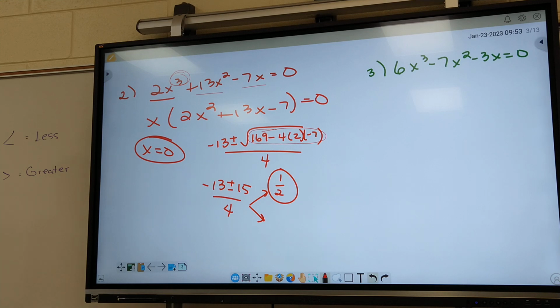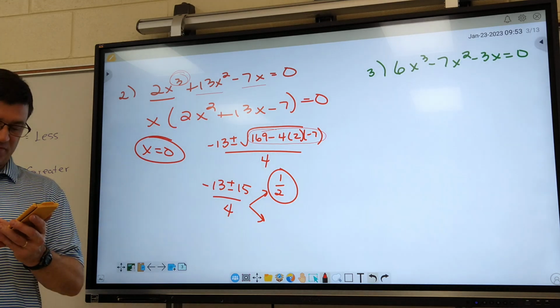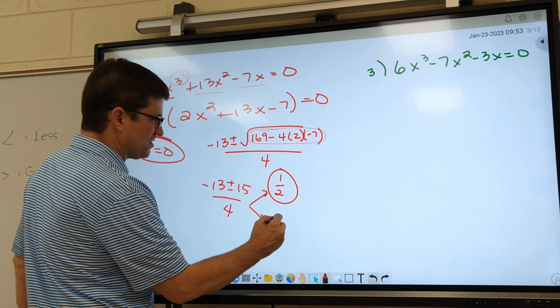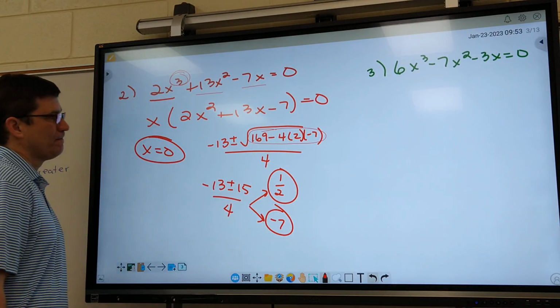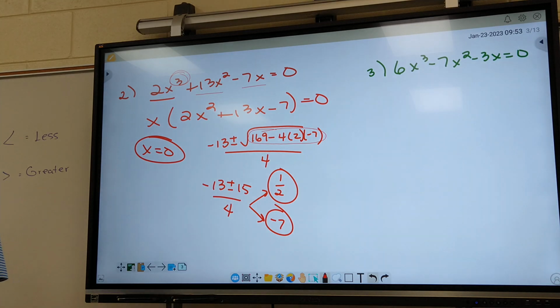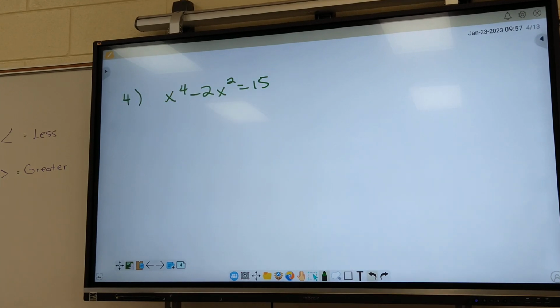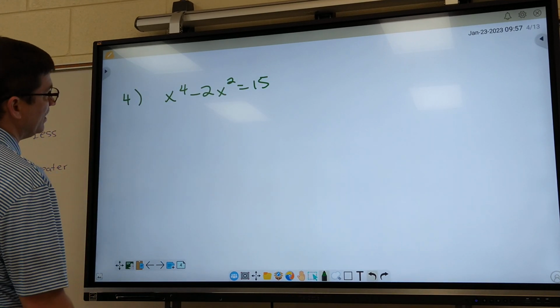All right, for the second answer, do it the same way, but you got your minus. Negative 13 minus 15 on top over 4. I got negative 7. All right, so I have showed you how to do one of those. So now everybody should be able to do number 3 the same way we did number 2. Only done one problem like this last week.